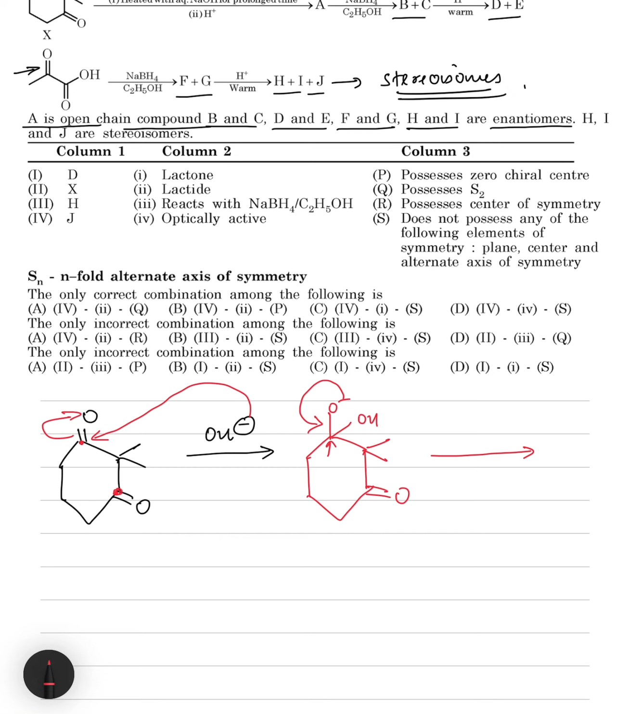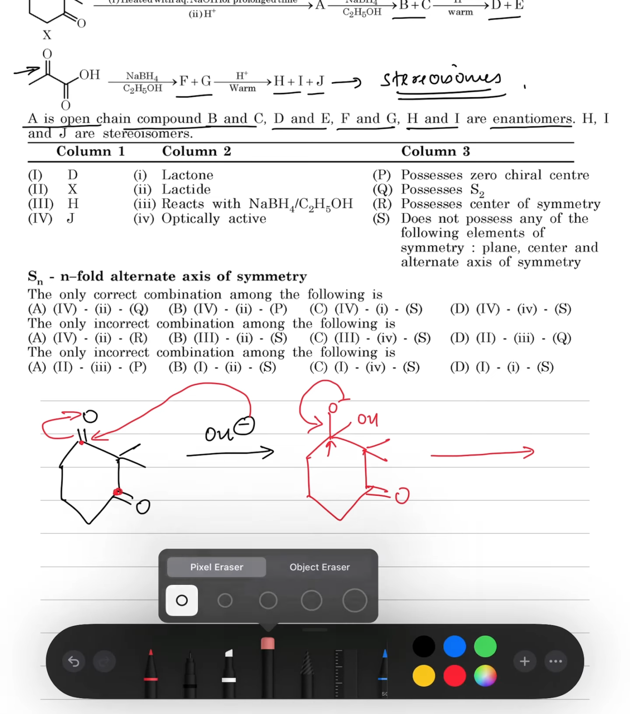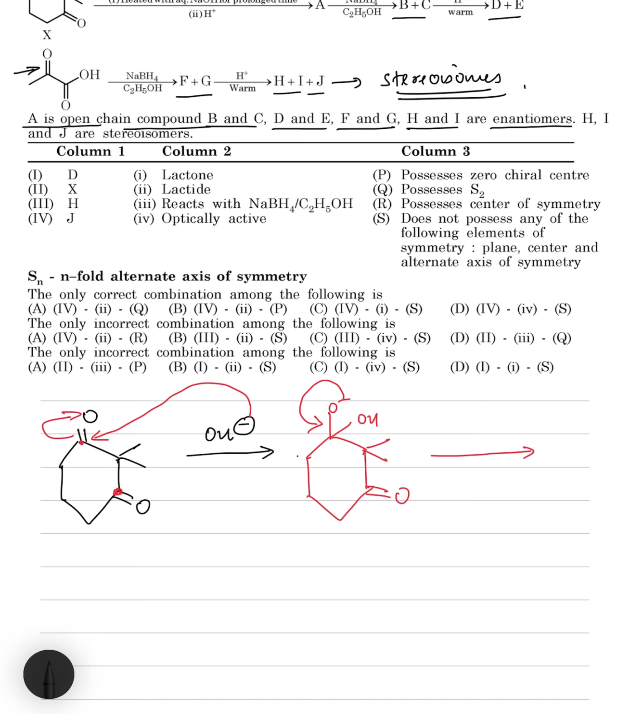So that means one of the carbon-carbon bonds has to be broken. Now here, the interesting point is which carbon-carbon bond we should break. If you look at it, let's say this is C1, this is C2, this is C3. Now if we break the C1-C2 bond, what will happen?